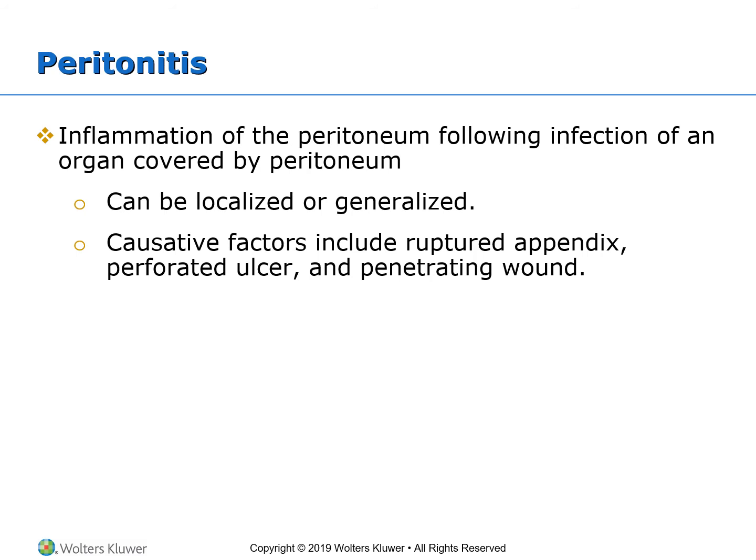Itis is inflammation, and peritonitis is the inflammation of the peritoneum. It can be a very serious complication that usually follows an infection of an organ that is covered by peritoneum. It can be any organ inside the peritoneal cavity. Any type of irritation or inflammation of the peritoneum will give the same signs and symptoms in the patient. The most common one, however, is the appendix.